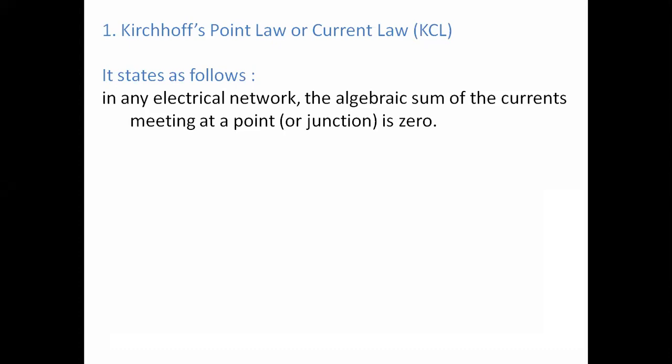In such a situation, for that particular junction, the current coming in equals the current going out. That we can write as: the algebraic sum of the currents meeting at a point or junction is 0. Currents coming into the junction you consider as positive, and currents moving away from the junction are considered negative. Then the sum of the incoming currents equals the sum of the outgoing currents, so the algebraic sum is 0.